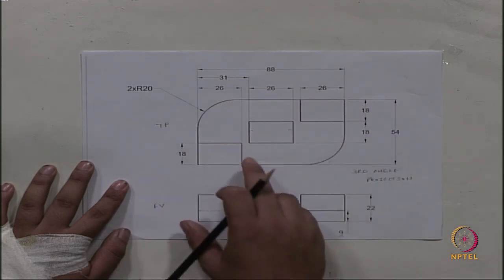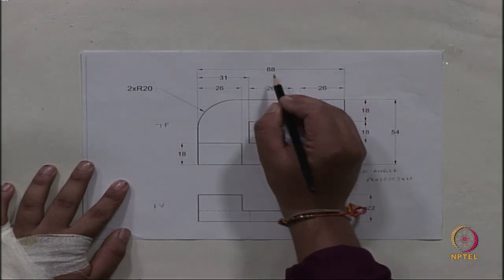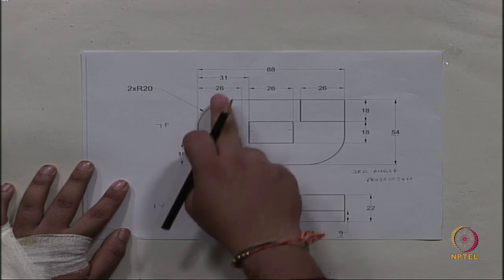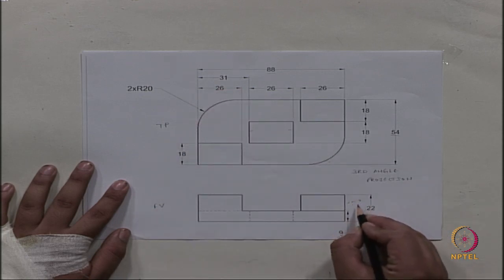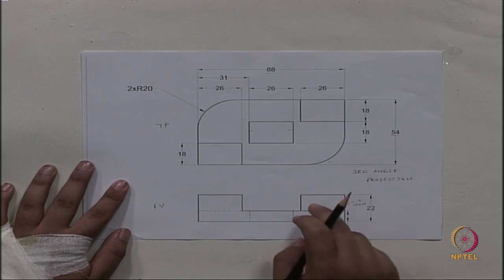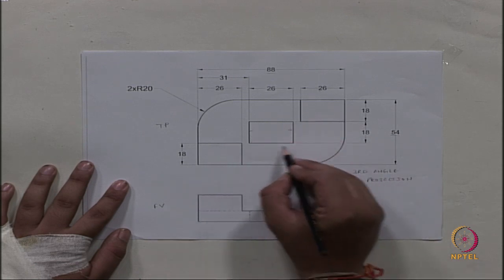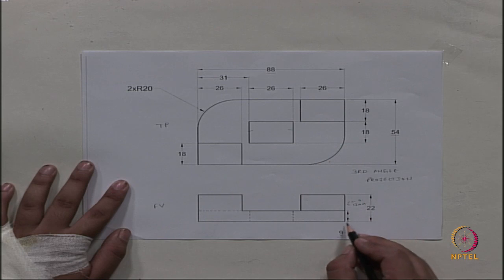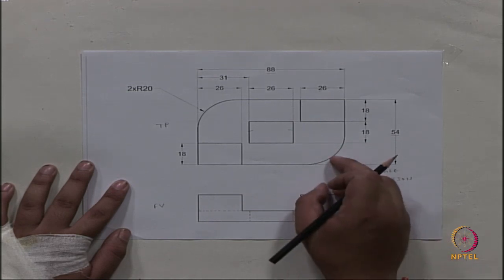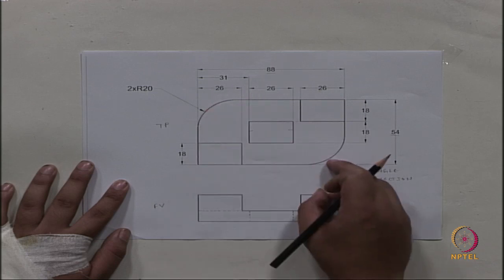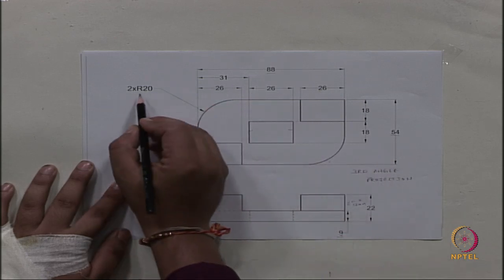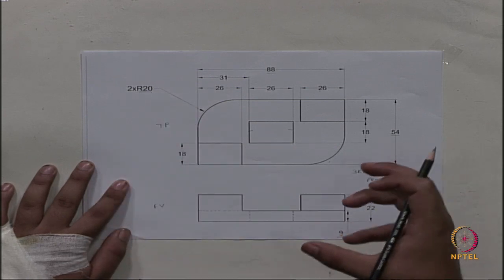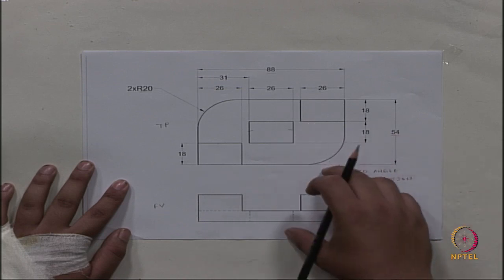The rectangular slab had a dimension of 54 mm into 88 mm with a thickness of 9 mm. These two protrusions have a dimension of 18 mm into 26 mm into 22 minus 9, which is 13 mm. And the rectangular cut in the middle has a dimension of 26 mm into 18 mm with a depth of 9 mm. We have two fillets at the two opposite ends. The fillets have a radius of 20 mm. So, in this way we can get the idea of the solid from these two projections.